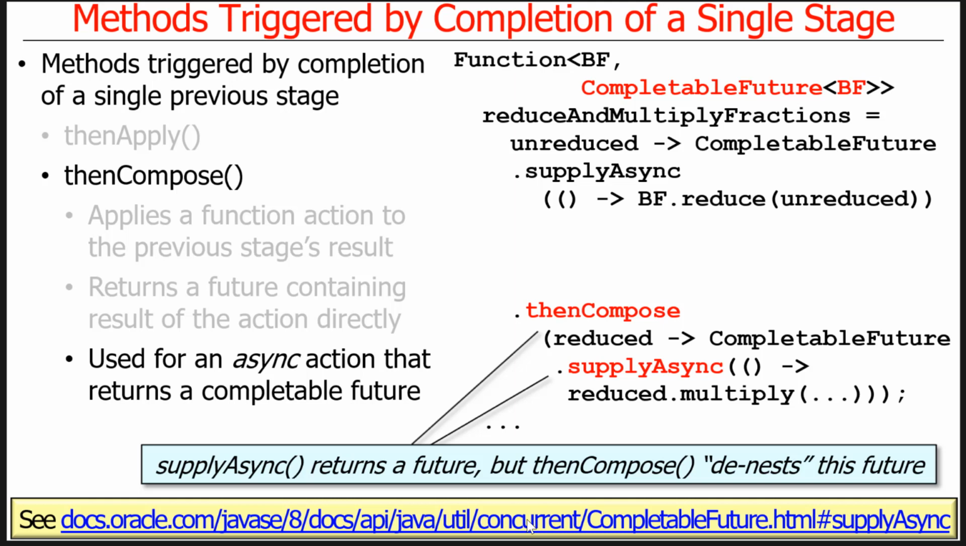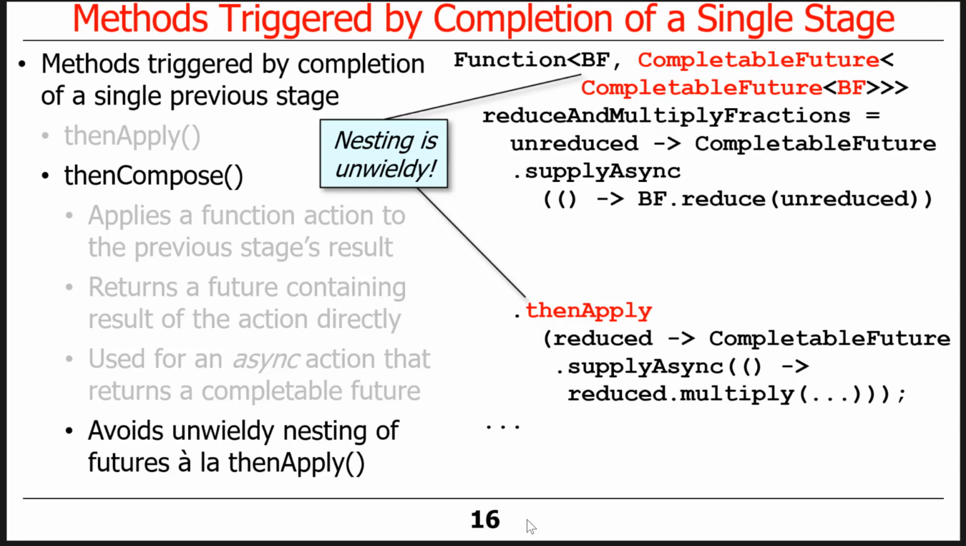Well, you're still probably going like, what the heck is going on here? And the reason we're doing thenCompose here instead of thenApply is because if we used thenApply with the same call, we would end up with a completable future to a completable future. So you can see that thenApply returns a completable future that is not de-nested. And so we would end up with this doubly nested completable future, which works, but boy, does it get ugly and it doesn't compose well, which is why there's thenCompose, which does de-nesting.